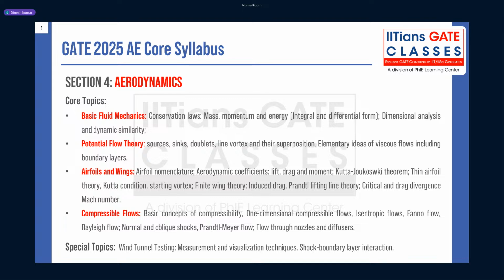Now the next is aerodynamics, section 4. Aerodynamics starts from fluid basics. You can see basic fluid mechanics, and then potential flow theory, aerofoil and wings, like thin aerofoil theory and finite wing theory, and then gas dynamics, which is what? Compressible fluid flow. Then there are additional special topics like wind tunnel testing, measurement and visualization techniques, sound shock boundary layer interaction. All these are part of compressible fluid flow or gas dynamics.